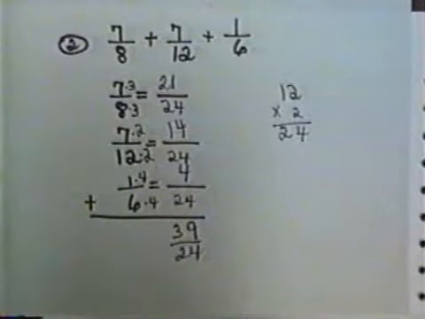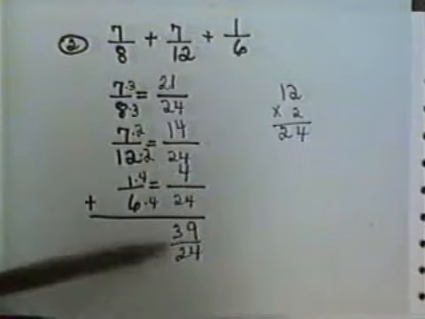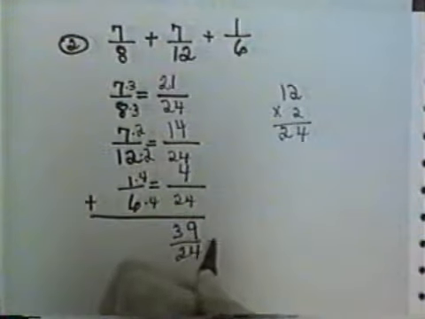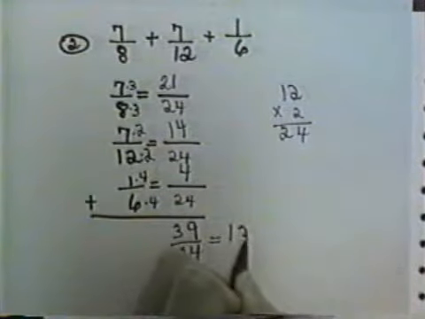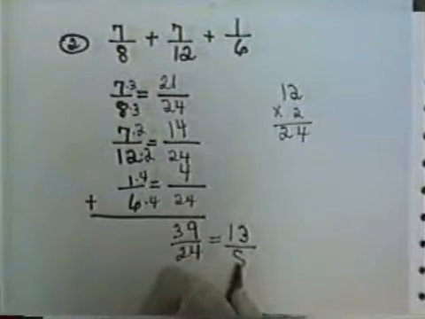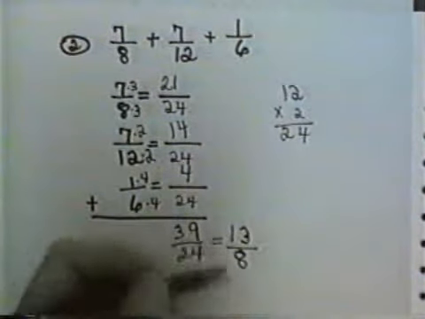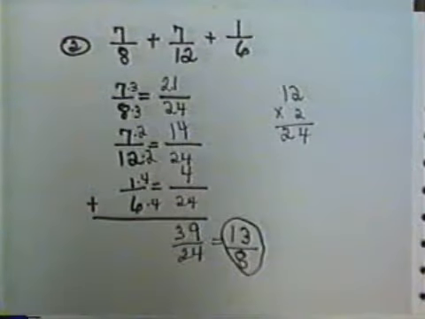Now we can do this a couple of ways. One way would be to see if we have any common factors. And if you notice, 3 will go into both of those. So if we divide 3 into each one of them, we're going to get 13. And 3 into 24 will go 8 times. So we'll get 13/8. And since there are no other common factors, that would be fine for our answer.